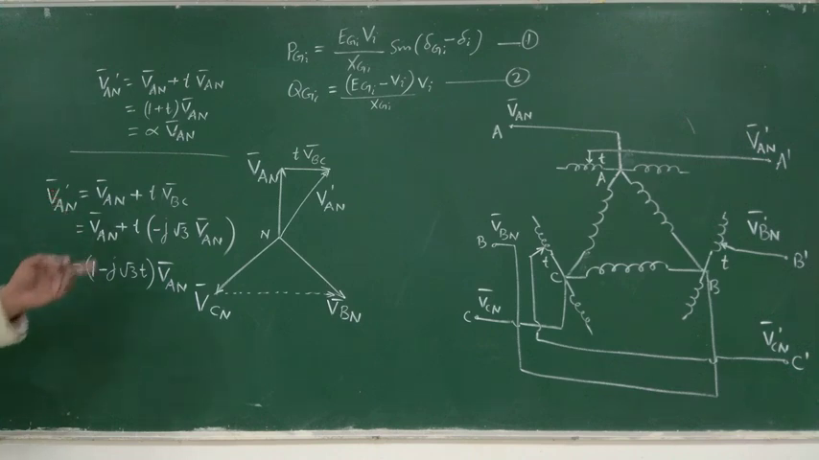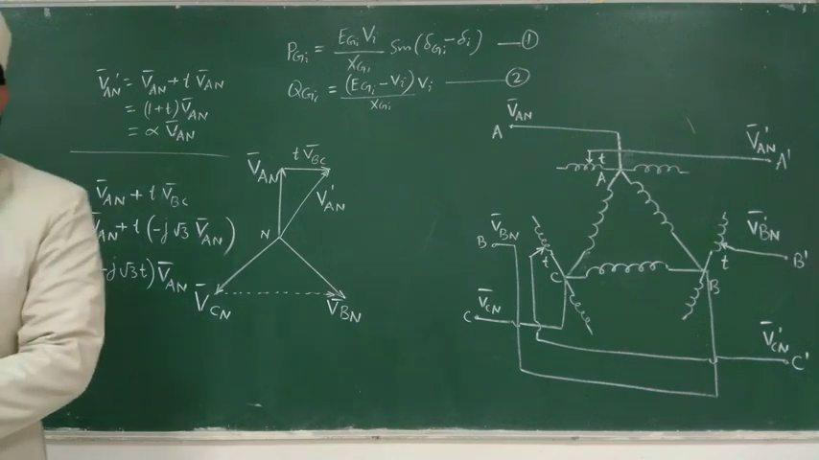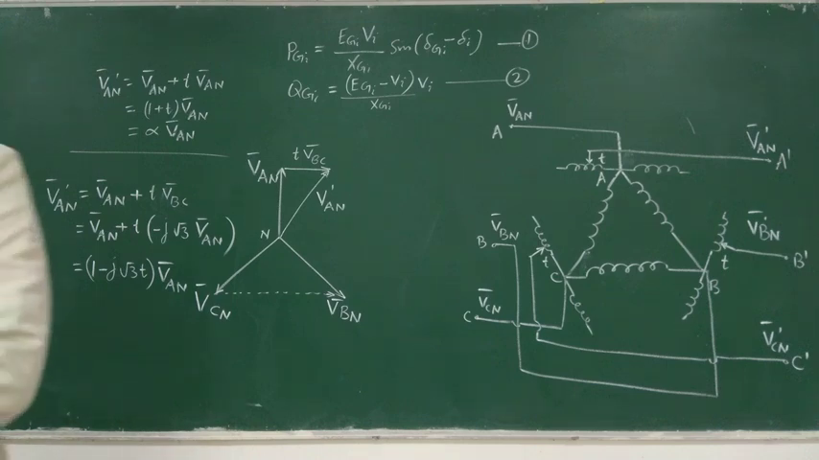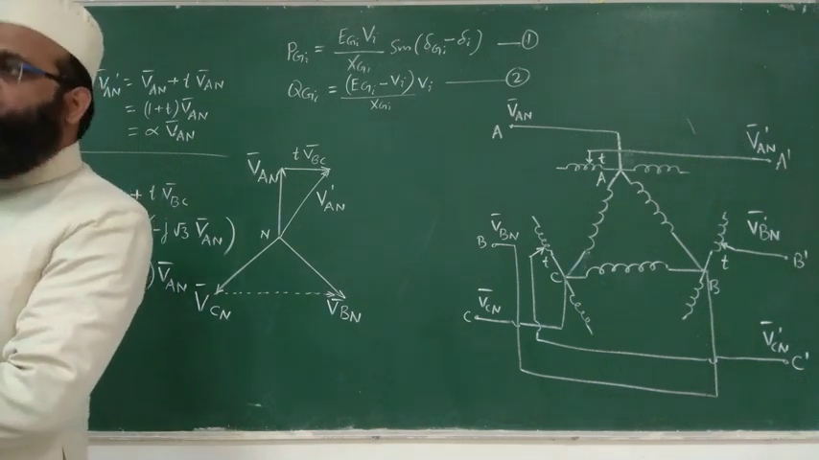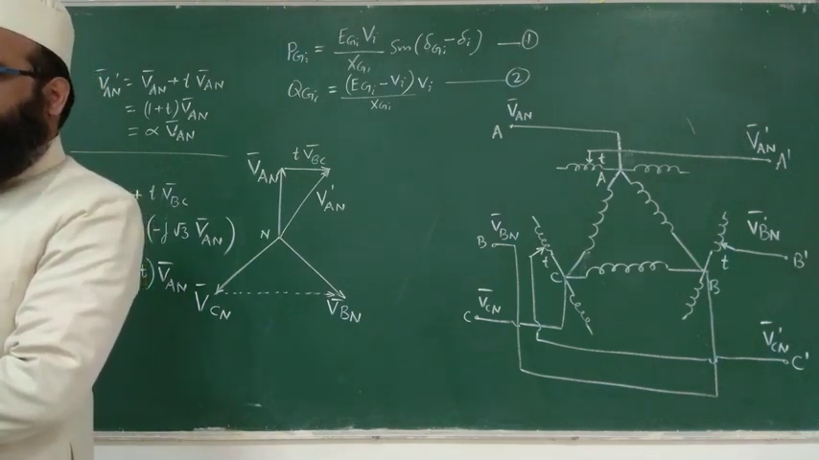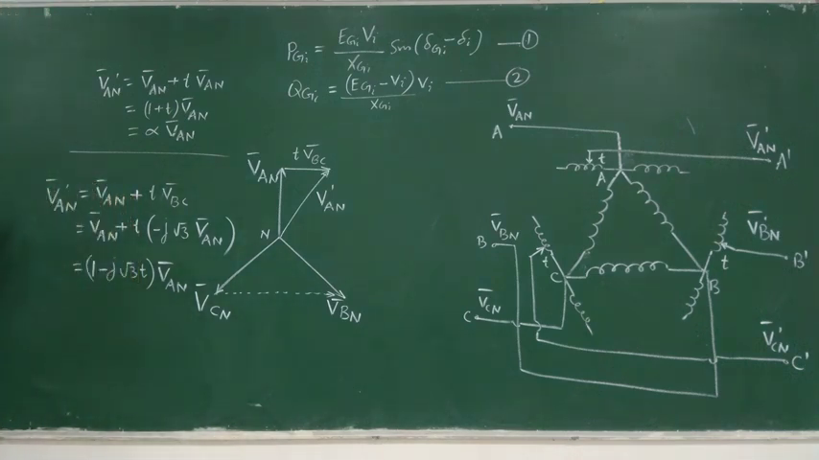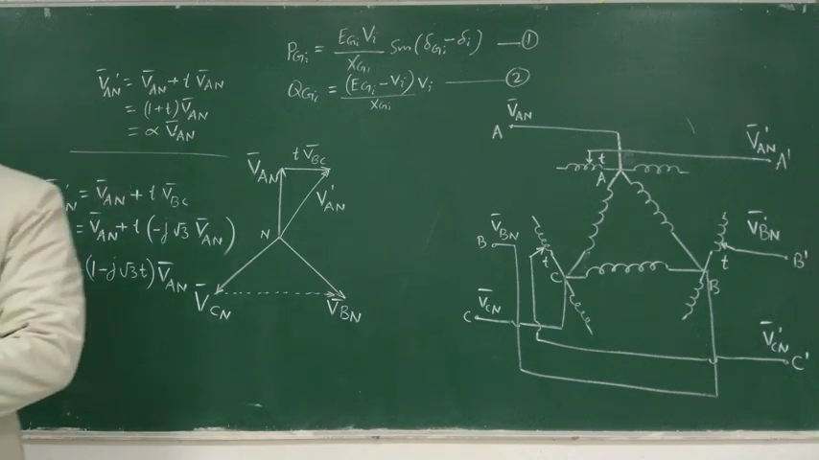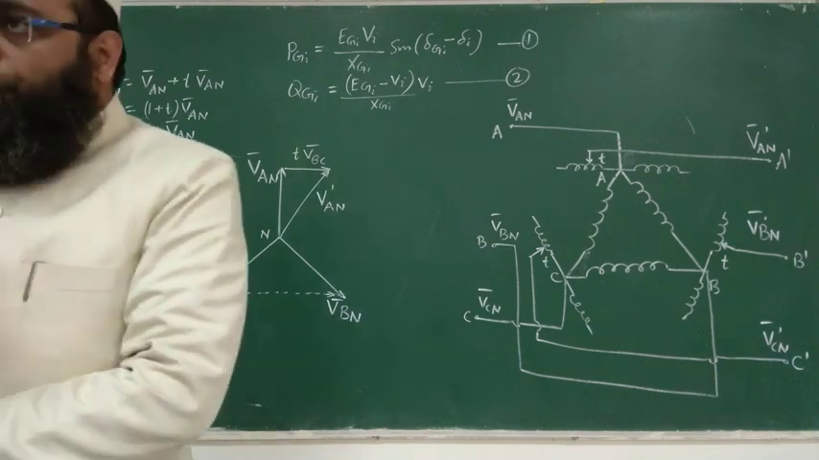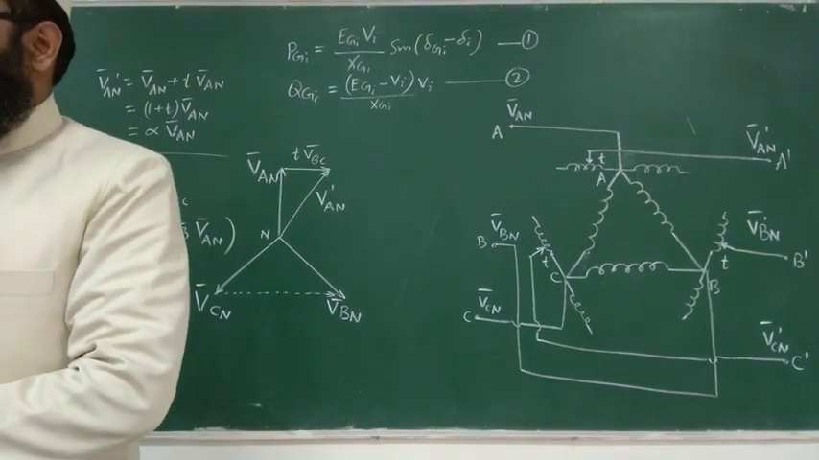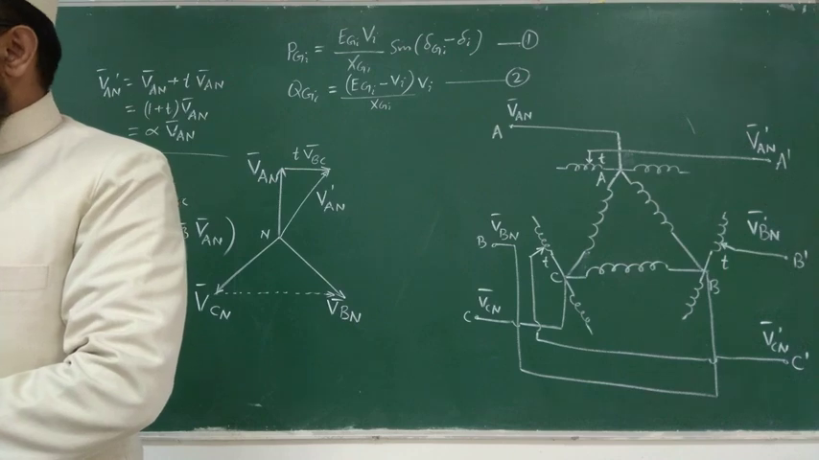Is it not? And you know that our target was to control the phase angle rather than the magnitude of the bus voltage. Clear? So this way we can control the phase angle of the voltages. Or in other words, phase angle means active power flow of the transmission line. Is it clear to you?